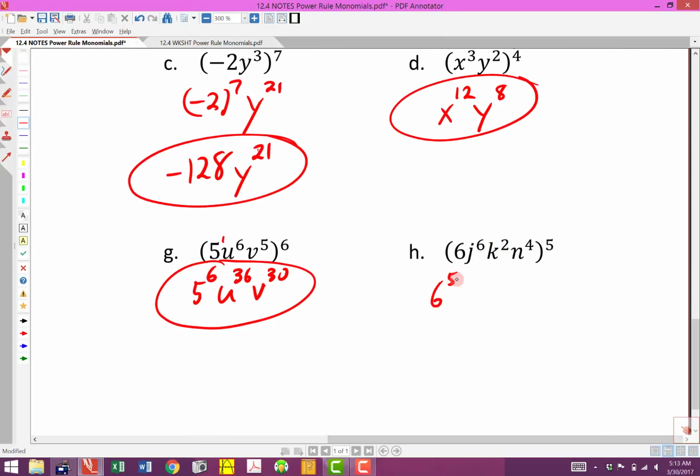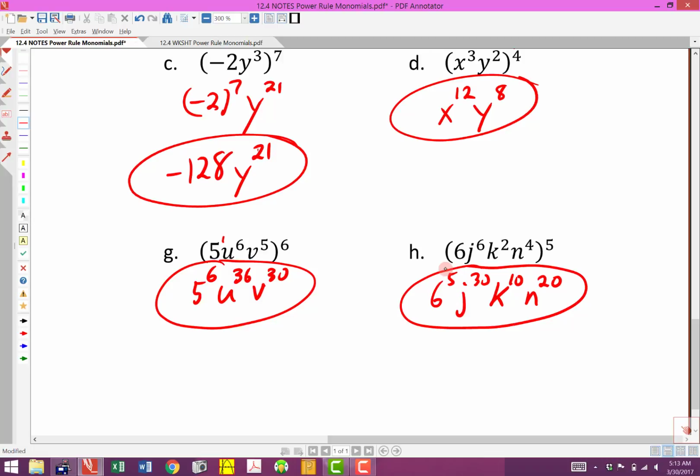6 raised to the 5th. J, 6 times 5, 30. K, 2 times 5, 10. N, 4 times 5, 20. And if you want to check that on your calculator, 6 to the 5th is a huge number. So we're just going to leave it like that. We're going to circle it, and we are done.